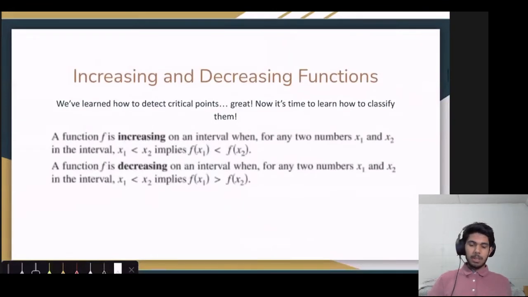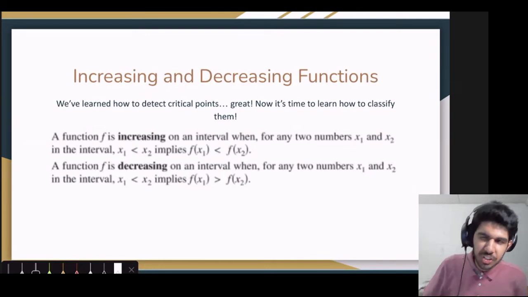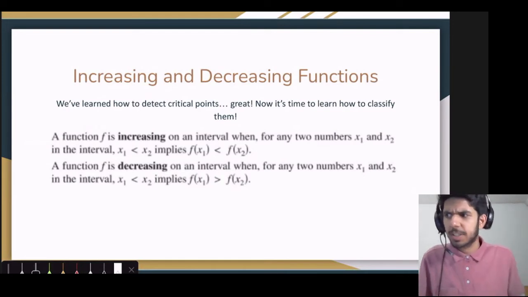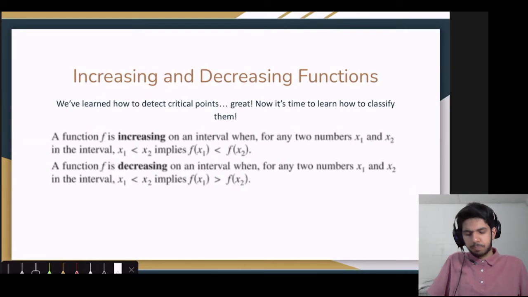So we've learned how to detect critical points, which is amazing. Now we have to learn how to classify them, right? So like we did a little bit of that where we found the critical points, and sometimes they were the minimum of the function, sometimes they were the maximum of the function, but other times they weren't. So we need to figure out what's going on there.